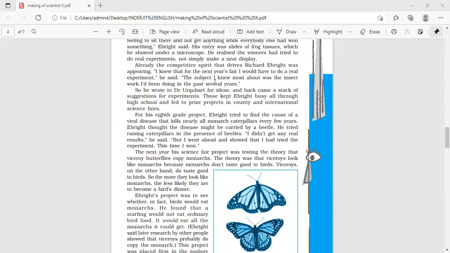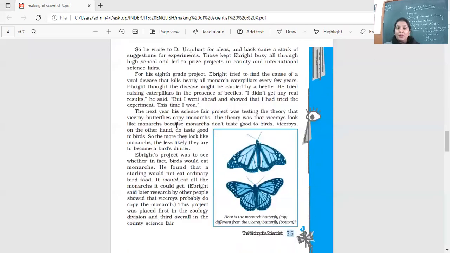So he felt, I'm comfortable working with what? The insect. Which insect? The monarch butterfly. And so he decided that I should do all my experiments related to it, isn't it? Now, for his eighth grade project, Ebright tried to find the cause of a viral disease that kills nearly all monarch caterpillars every few years. So when you answer questions like what, when, why, how, all these questions, you want to seek answers for them. That is a part of your scientific queries, you know?